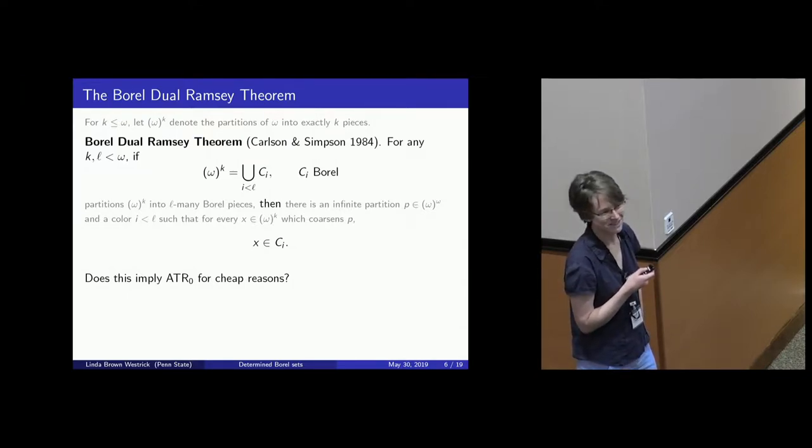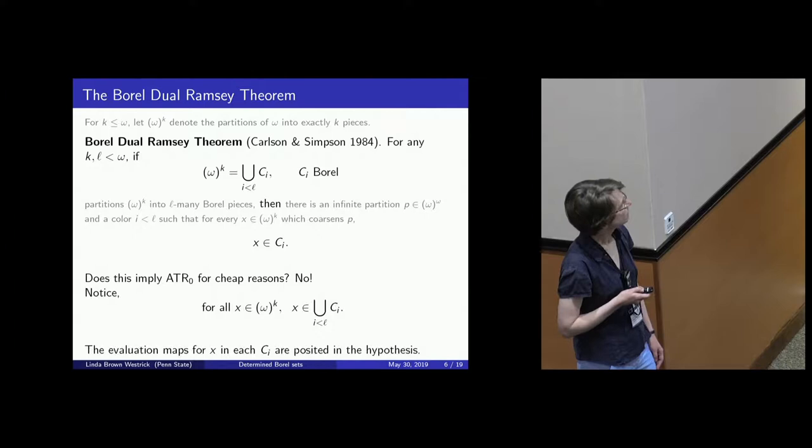Okay, so we're seeing this pattern again. In the hypothesis, we have some Borel sets. In the conclusion, after a lot of hypotheses, eventually we do learn that one of those sets has something in it. Is this ATR? Well, actually, no.